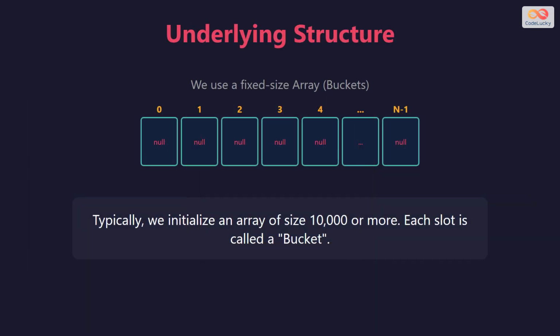Under the hood, a hash map typically uses an array. We call the slots in this array buckets. We initialize this array with a fixed size, for example, 10,000 slots. Our goal is to distribute our data across these buckets efficiently.